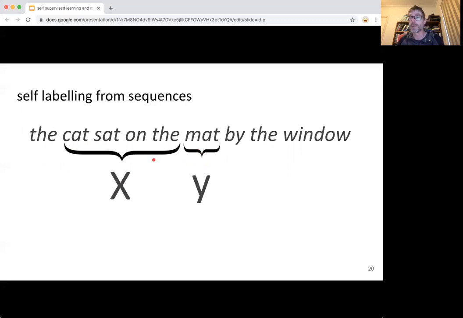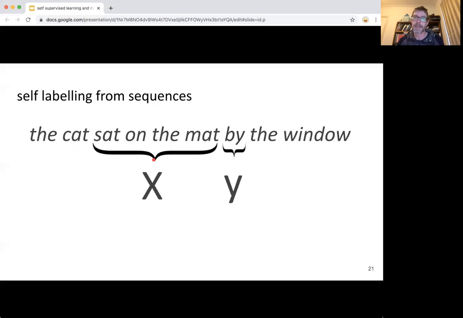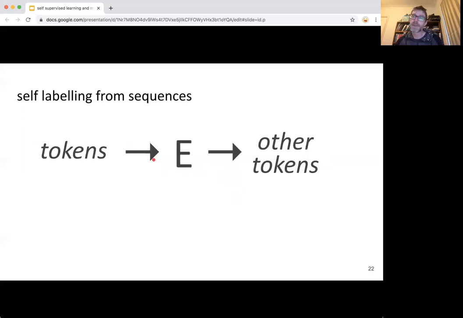And then we basically just move the window along. So here's another instance. Cat sat on the, what's the next word? Mat. Sat on the mat, what's the next word? By. So by using this sliding window approach, we can just generate a whole bunch of labeled data, and we call this self-labeling because part of this data set describes not just the X but the Y as well.